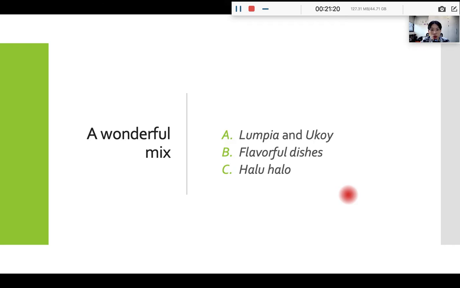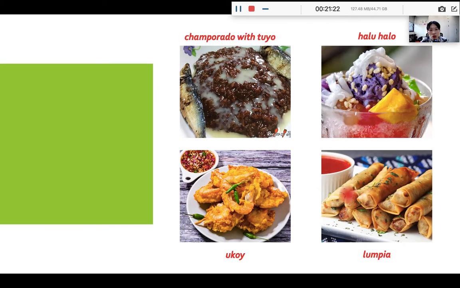I will show you the images for the cuisine we have introduced so far. So this is champurrado with tuyo. You see porridge in white and chocolate and then salted fish. So Filipinos eat this for breakfast. Would you like to give it a try?